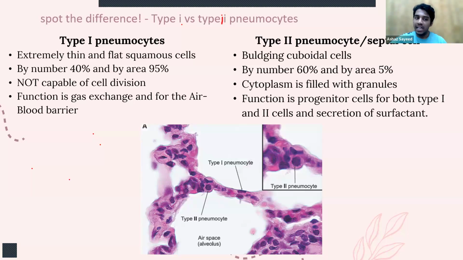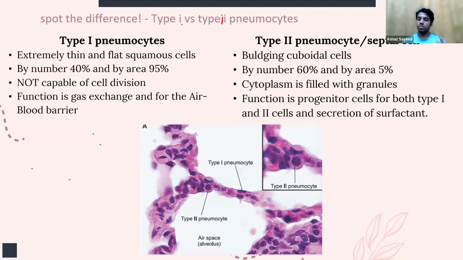But if you see by area, since the type 1 cells are extremely thin and extremely flat, they actually cover 95% of the area of the alveolus. Type 2 pneumocytes cover just 5%. Type 1 pneumocytes are not capable of cell division, and type 2 are basically progenitor cells for both type 1 and type 2. Type 1 pneumocytes' main function is exchange of gases. Since they are so thin, diffusion occurs through them easily.